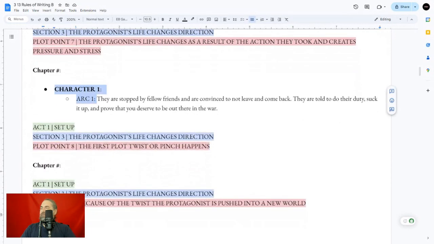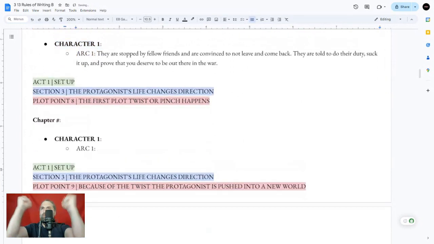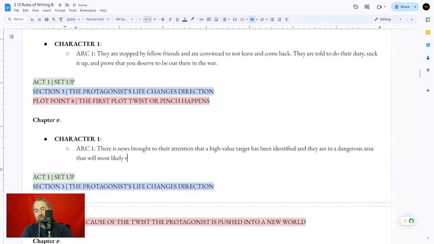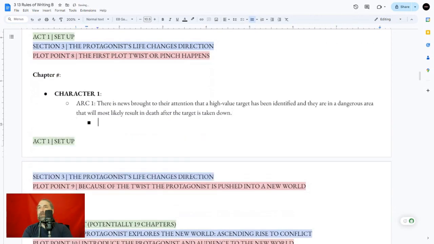All right. Now, what's the twist? Oh, I love twists. I love twists. All right. There is news brought to their attention that a high value target has been identified, and they are in a dangerous area that will most likely result in death after the target is taken down. Okay. All right. So there's news that's brought to their attention.